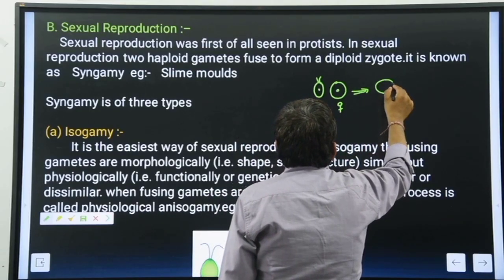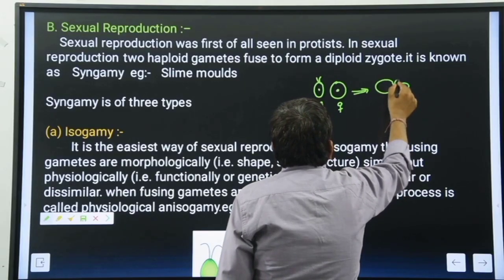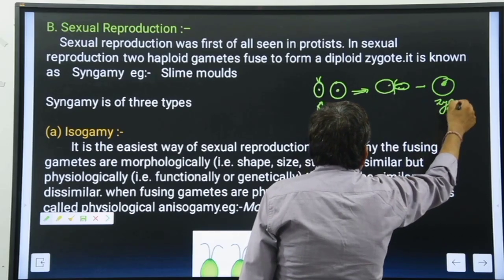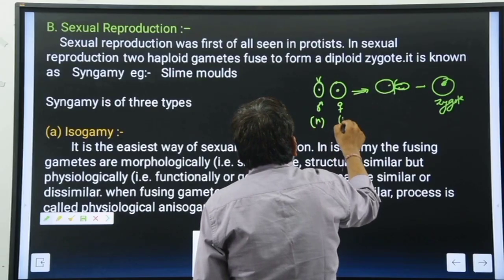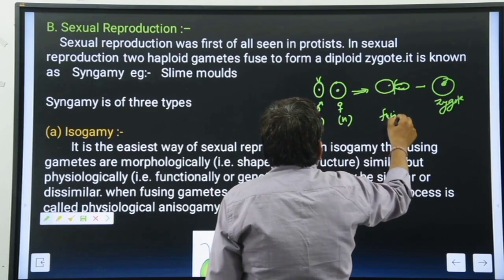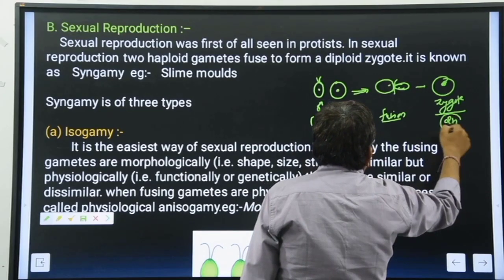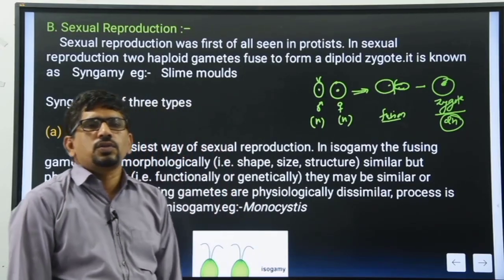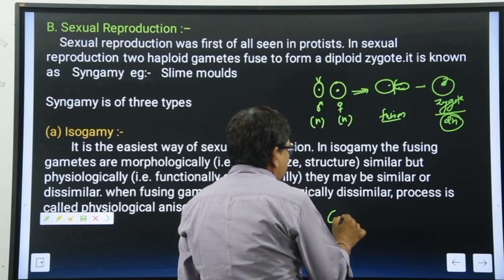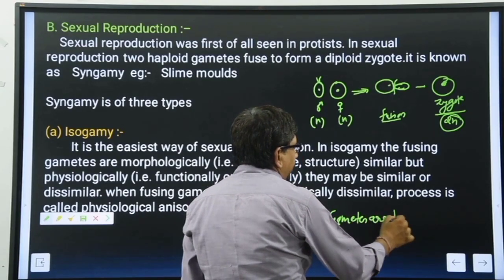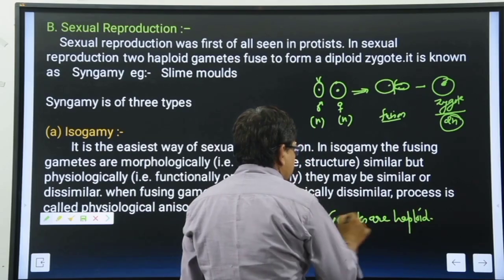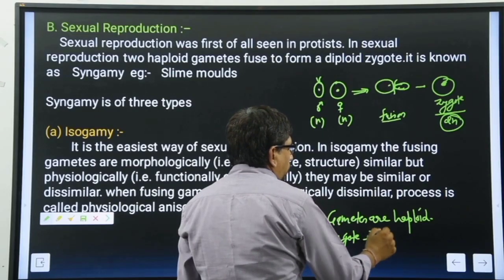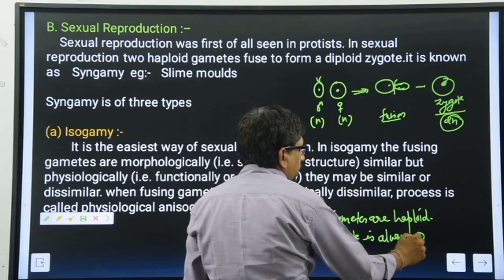They fuse together like this, and then make a zygote, and this zygote is 2n. This is zygote, beta. This is n, haploid, this is also n, fusion happens, that is the fusion, yes, syngamy, and then make the zygote. It is the diploid always. Children, remember always, zygote is always diploid, gametes are always haploid. This is a usual fact, remember. What am I writing here? Gametes are haploid always. Whenever the name of gametes comes, they will be haploid, and the zygote is always diploid. Okay?